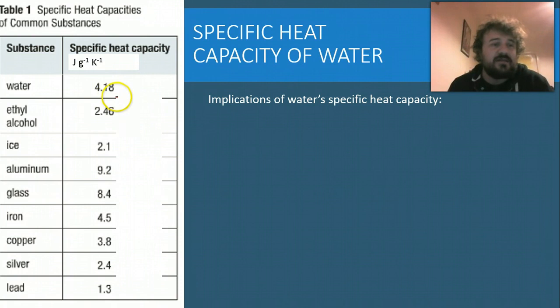Water here you can see has a really high specific heat capacity. It's 4.18 joules per gram per degree Kelvin, and ice has a lower one. Aluminium has quite a high specific heat capacity. Glass, iron, copper are not nearly as high. Silver's very low, lead's very low, and if you look at lead and silver and copper, they're fantastic conductors, whereas glass is a terrible conductor of heat, so it doesn't raise very well, and amazingly, aluminium's really high.